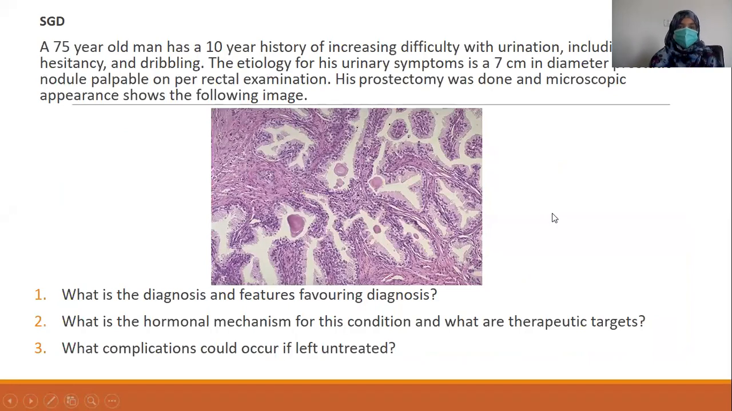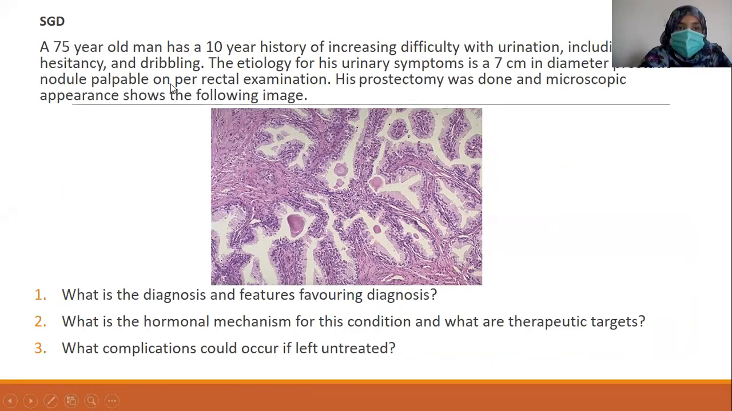So we'll go for the exercise. A 75-year-old man has a 10-year history of increasing difficulty with urination, increasing frequency, hesitancy, and dribbling. The etiology for his urinary symptoms is a 7 centimeter in diameter prostatic nodule palpable on per rectal examination. His prostatectomy was done, and the microscopic appearance shows the following image. So what are the clues in this statement?